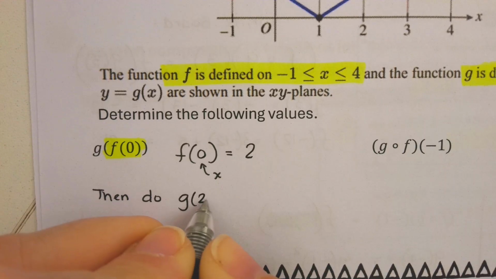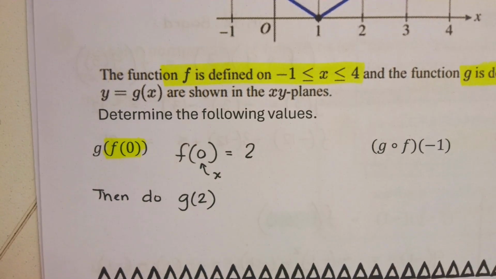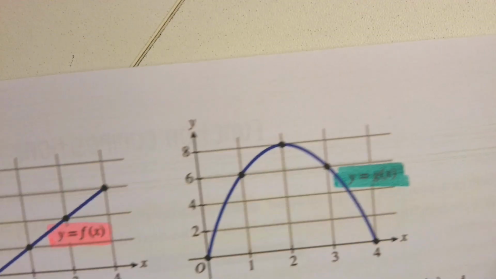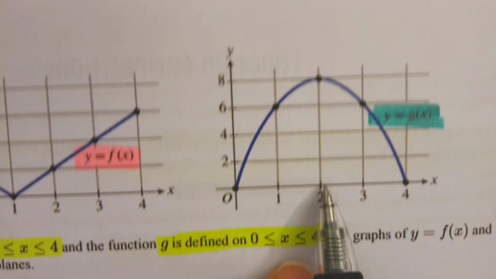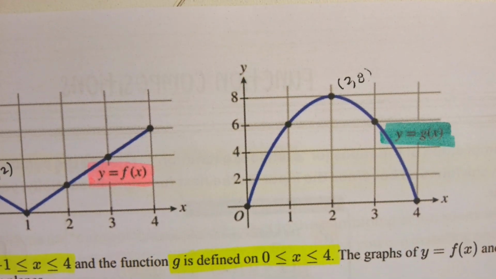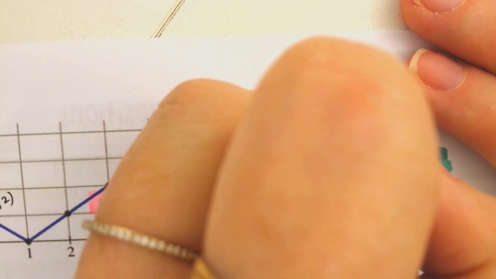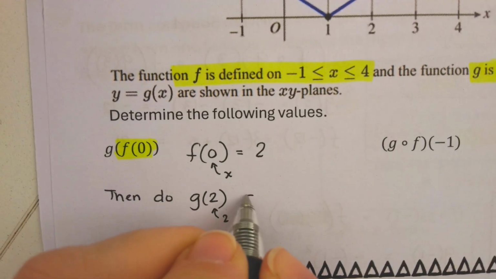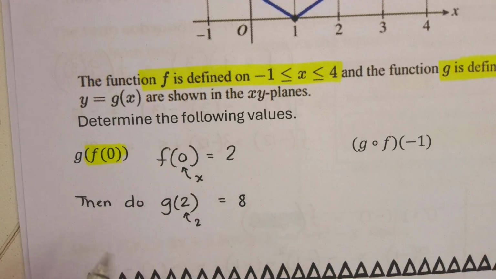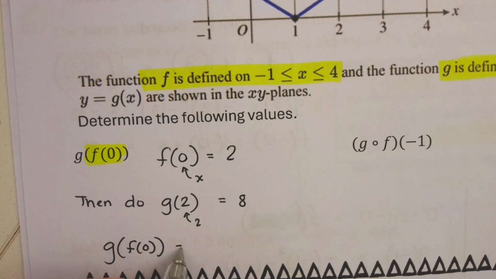G of 2. So I'm going to go look on the G graph, that's the one to the right, for an x value of 2. I'll find it. Here's an x value of 2 right here. We'll see what point that is on the actual graph. That is the point 2, 8. So what would I write down for G of 2? G of 2 is 8. Very good. Equals 8. So my whole entire final answer would be the last one. G of F of 0 is 8.